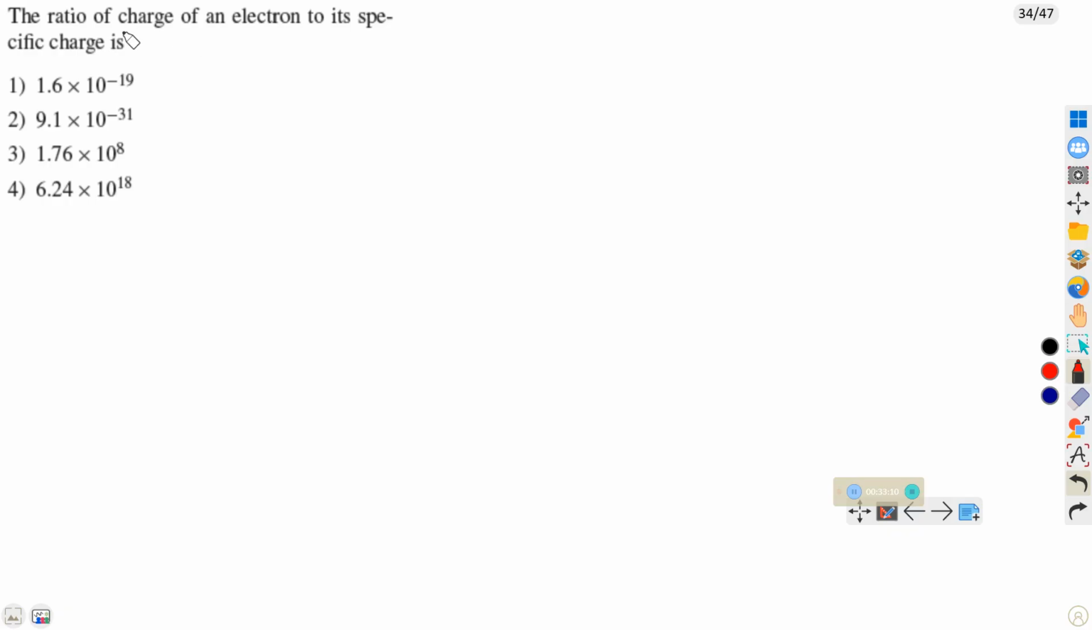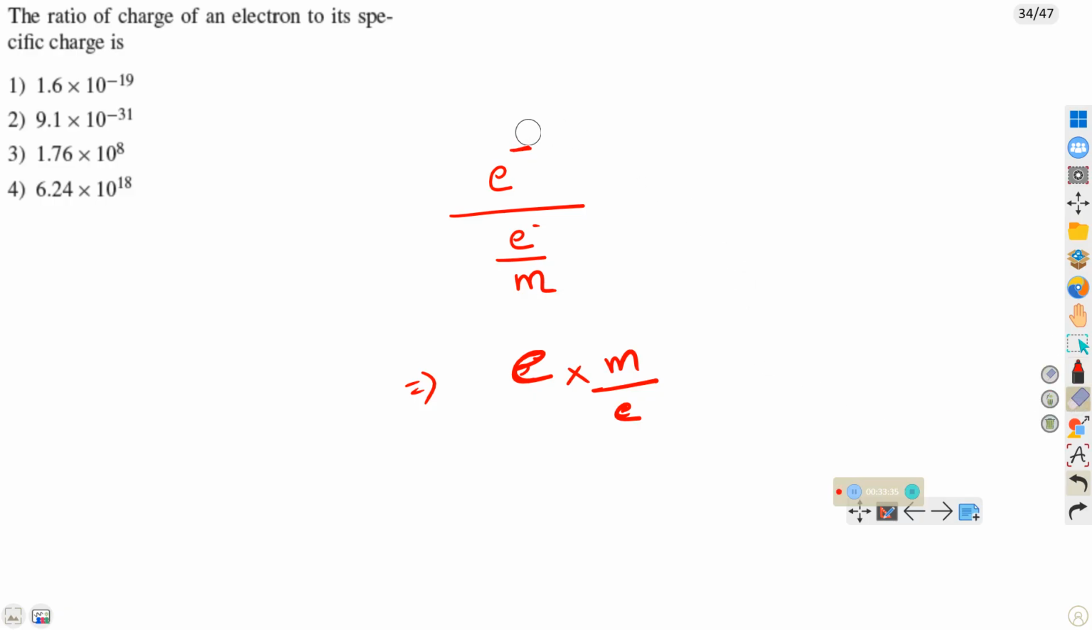The ratio of charge of an electron to its specific charge. Specific charge is calculated by e by m. So it can be written as electron charge into m by electron charge. So what happened? The e charge cancelled. Remaining is the mass of electron. Mass of electron value is 9.1 into 10 power minus 31.